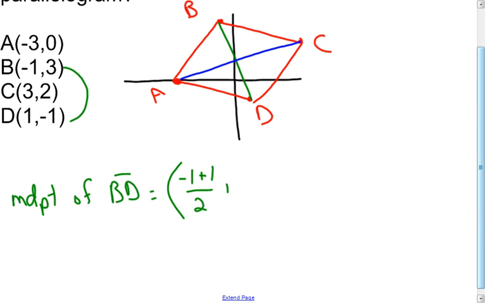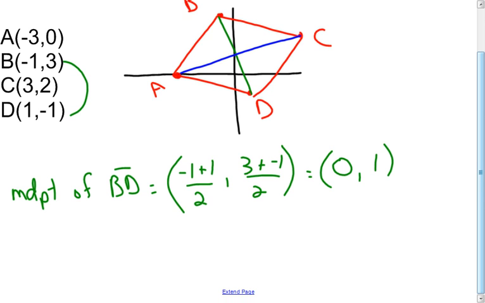And then I have to average my y values. So I'm going to have 3 and -1. Divide that by 2, and I'll have my y value. Well, -1 plus 1 is 0, divided by 2 is 0. 3 plus -1 is 2, divided by 2 is 1. So my midpoint of the green segment, segment BD, is 0, 1.